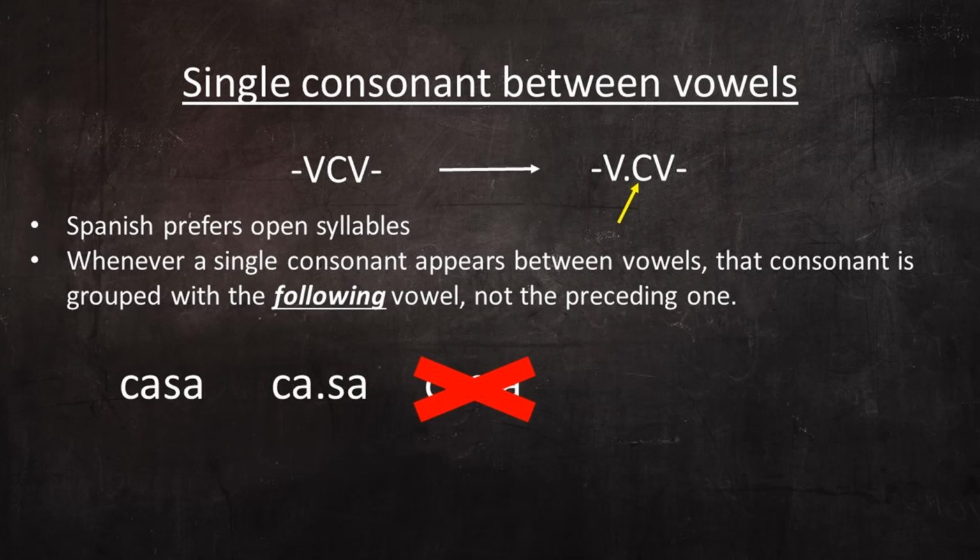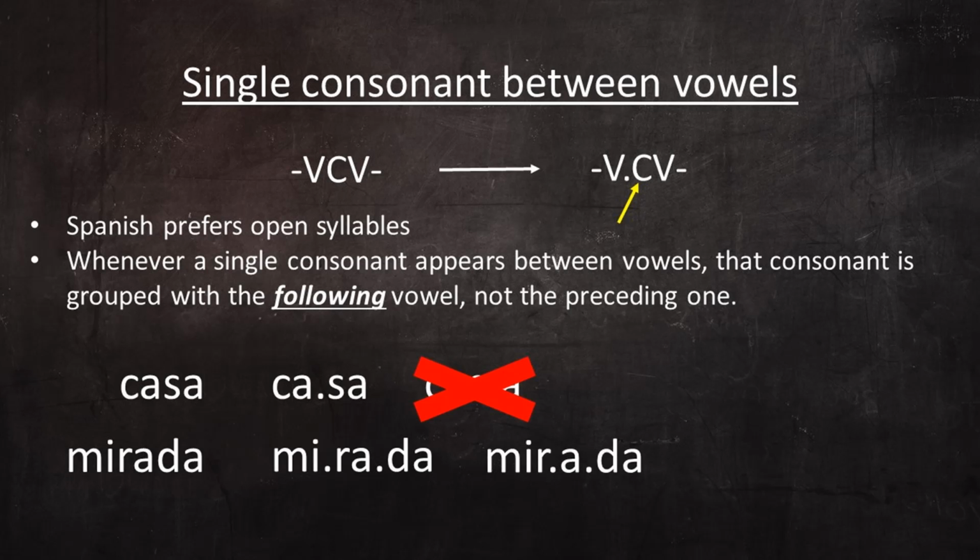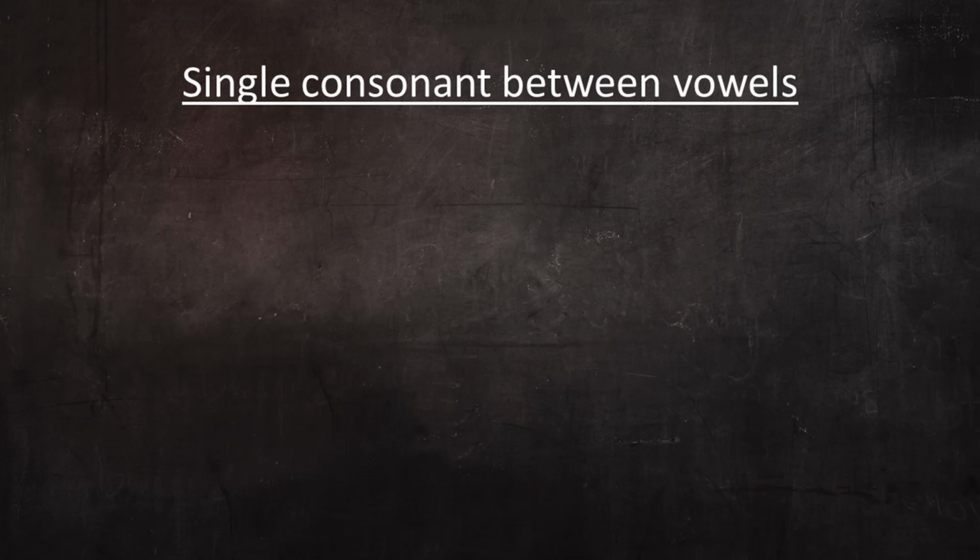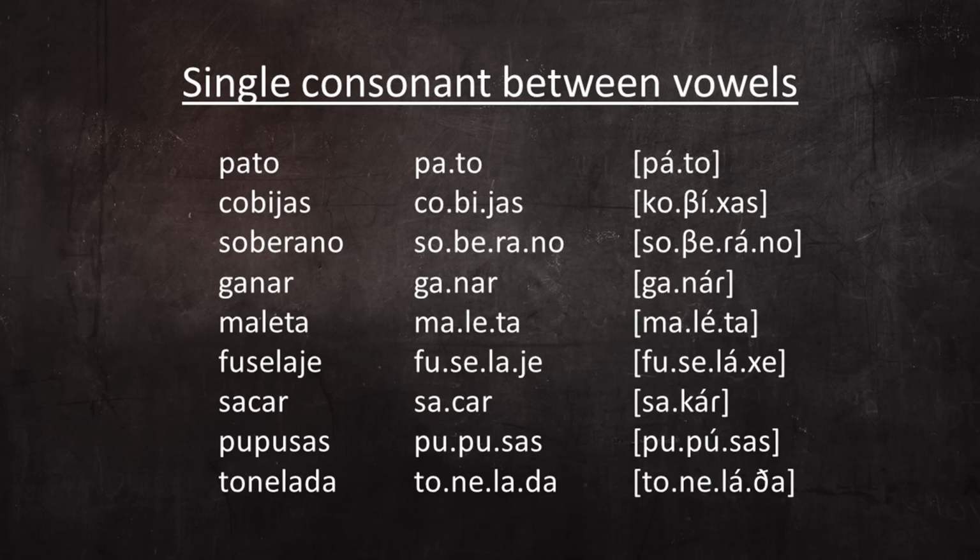syllable would be closed. And the word mirada would be divided into the syllables mi, ra, da, where all the syllables are open, and not mir, a, da, or mi, rad, a, where some of the syllables would be closed. This principle applies to any word in which a single consonant appears between vowels. Pause the video and study these examples.